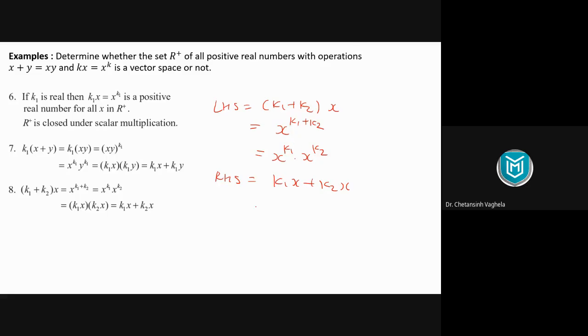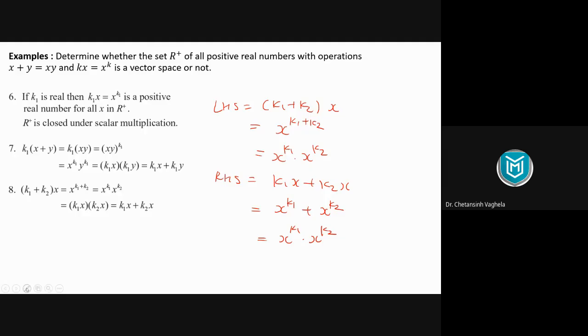Similarly, here what will happen? k1x will give you x power k1, and k2x will give you x power k2. Now if we simplify this with the help of the addition operation, it will be x power k1 into x power k2. As you can see, again the left hand side and right hand side both give the same result. So rule number 8 is also satisfied here for these operations.